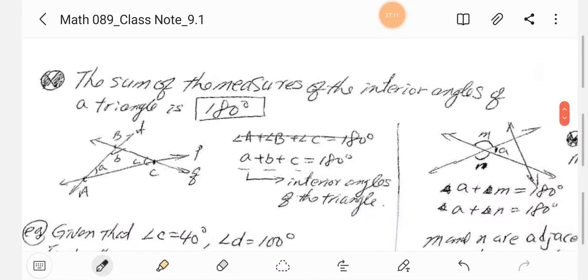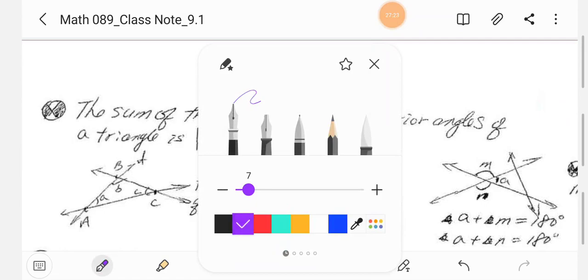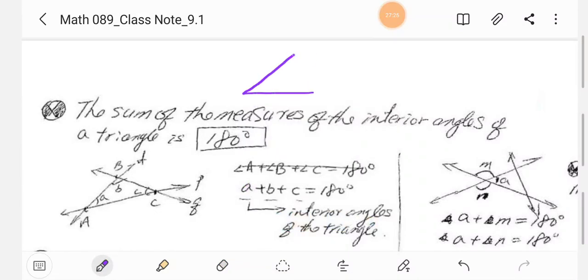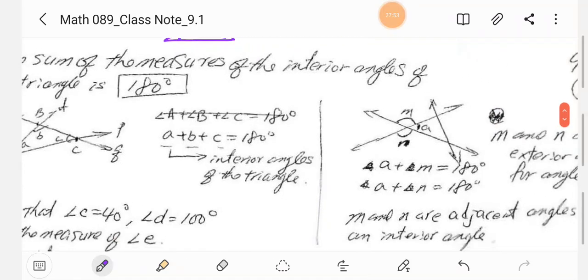This is also a very important concept. The sum of the measures of the interior angles of a triangle is 180. This means, here is a triangle. There are three sides, right? Three sides form three angles. Let's say this is angle A, this is B, this is C. Then the sum of these three angles will be 180 degrees, always. So we say the sum of the three interior angles of a triangle is 180.